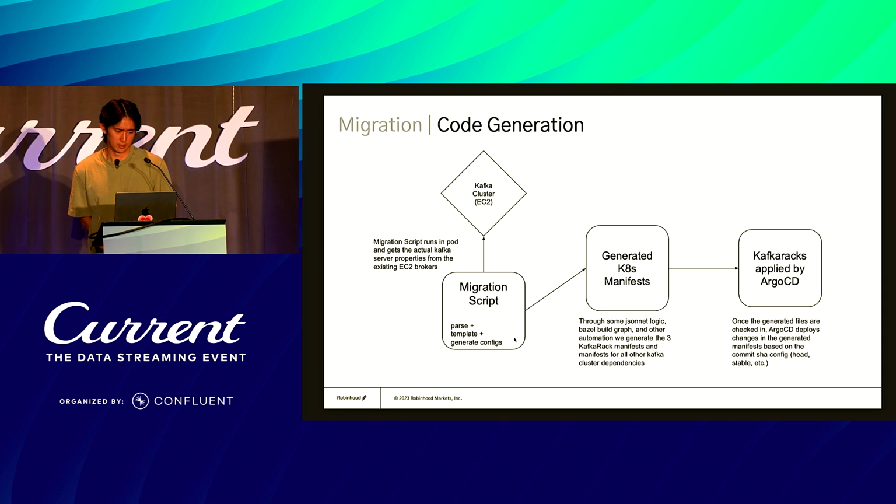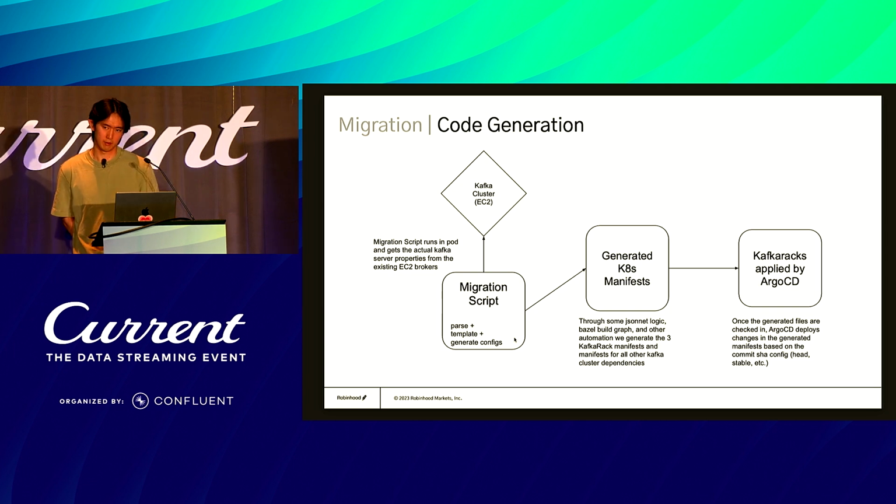So I'm going to delve a little into the code generation part. The crux of this step is that we run a migration script that automates a lot of this for us. The automation happens from our existing EC2 brokers. The script SSHs into the EC2 brokers, fetches the Kafka server.properties file, because that's where we override properties across different Kafka clusters. We use that as the input to generate all the Kafka rack CRDs that Nathan just talked about in the previous slides.